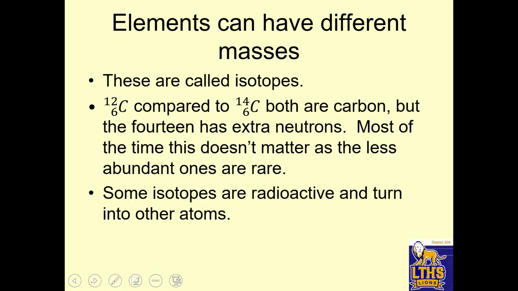Elements can have different masses. Okay, so this means that one atom of helium could be different than another atom of helium. These are called isotopes. Helium's most common ones are helium-4 and helium-5. Carbon-12 compared to carbon-14 are both carbon, but the 14 has extra neutrons, two of them. The difference is two. Most of the time, this doesn't matter as the less abundant ones are very, very rare. Okay? Some isotopes are radioactive and turn into other atoms.